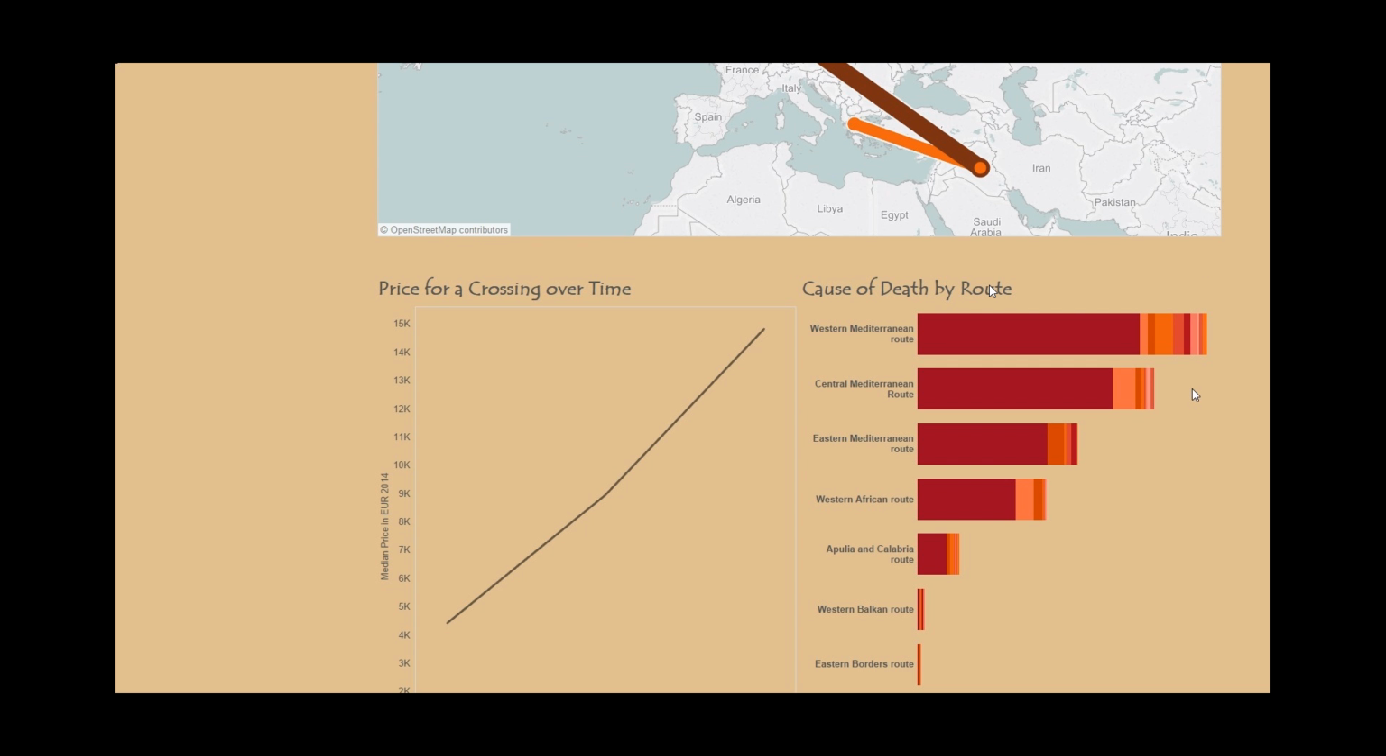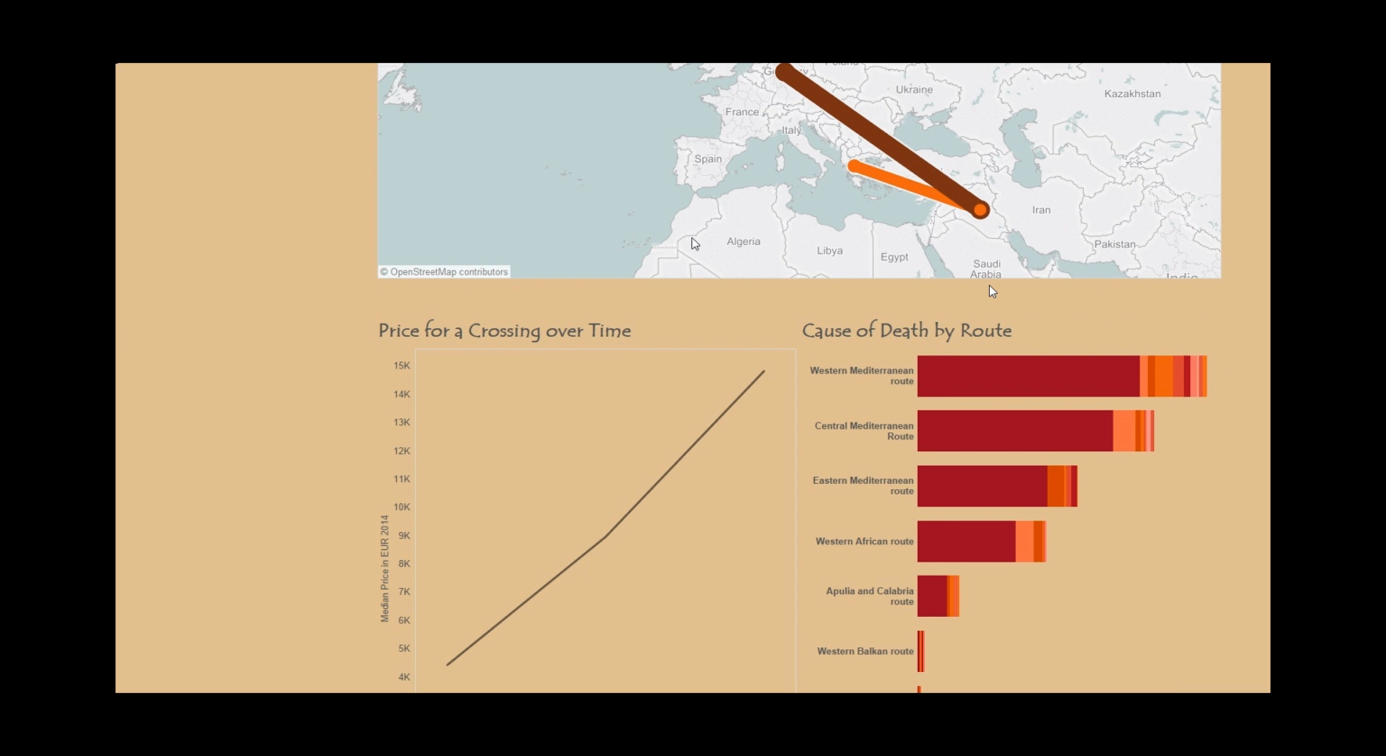And this is the same data Benedetta had, which was the cause of death by route. By far the biggest one is drowned. So Western Mediterranean, that's like here to here. Loads of people drown in that one. Central Mediterranean as well, and Eastern Mediterranean that way. So lots of deaths in the Mediterranean. Probably not the best to take your kids on that one, if possible. Western African, that's going this way. Quite a lot of drowning still.